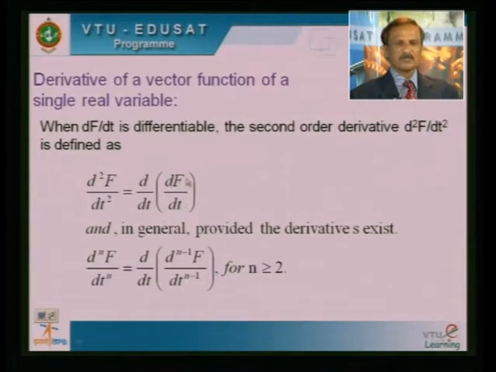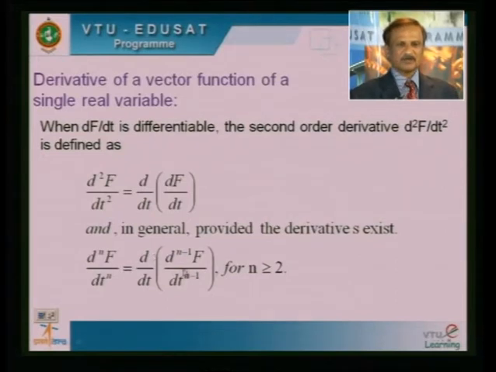It is as good as an ordinary function. How are we going to calculate an ordinary derivative? In a similar way, we have to differentiate df by dt once again with respect to t, and we will get the second derivative. Suppose we have already calculated d square f by dt square, and now I want to calculate the third derivative. How do we calculate it? It is very simple: d by dt of d square f by dt square. Like that, you can calculate higher order derivatives, or in general, you can calculate the nth derivative of the given function.